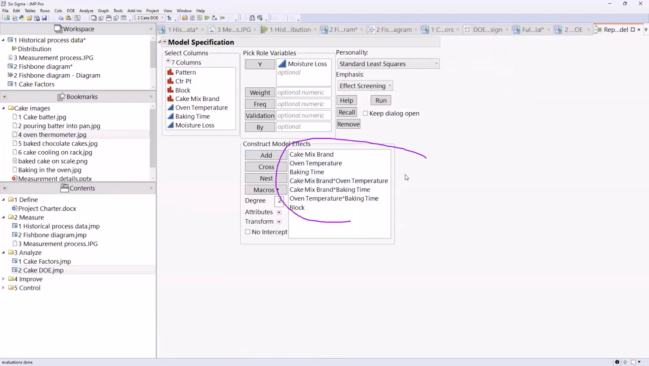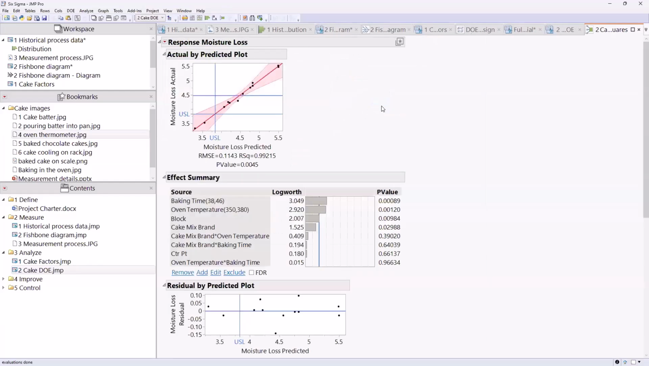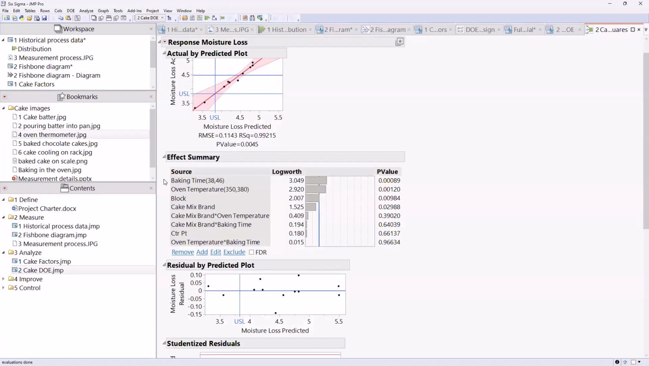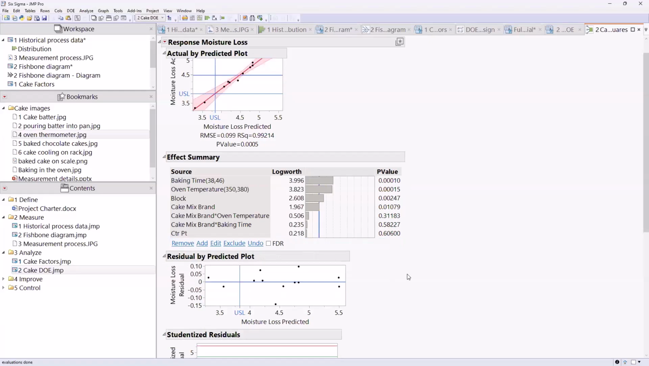JMP already knows what terms I wanted to estimate, including the block or the day. And I'm also going to add the center point column here. And when I hit run, JMP is going to let us know which factors are most important, starting with the most important, which is the baking time, and which ones are least important. We can use the p-values here to decide what we want to keep. I'm using an alpha of 0.05, and I'm going to say this interaction is not significant. So I can just click remove to throw that out, and JMP updates the model for me.